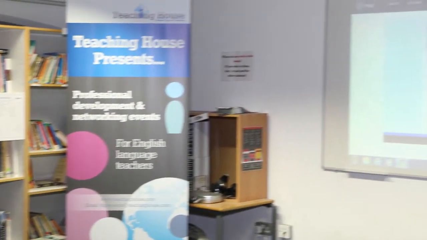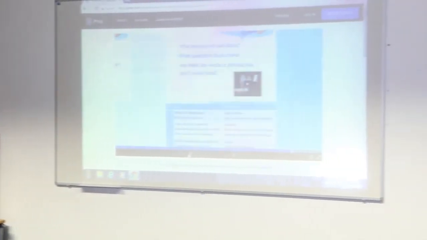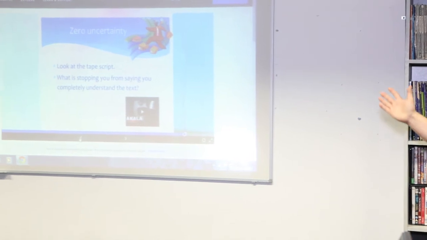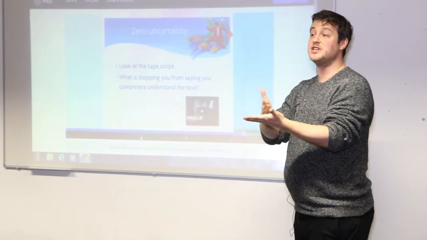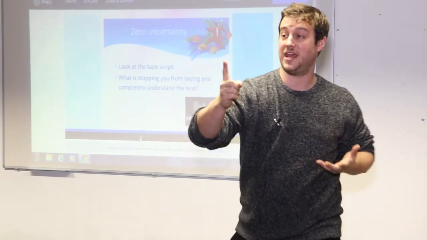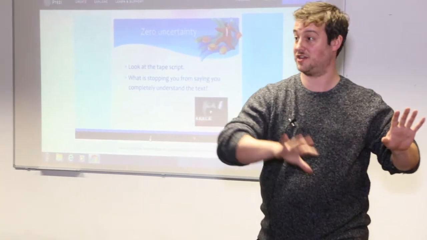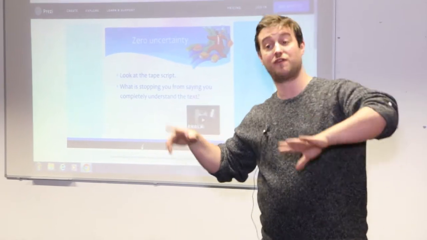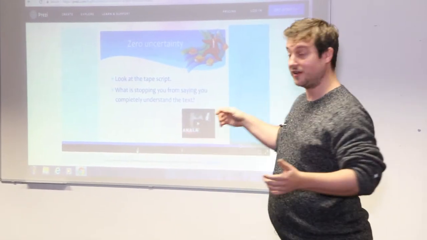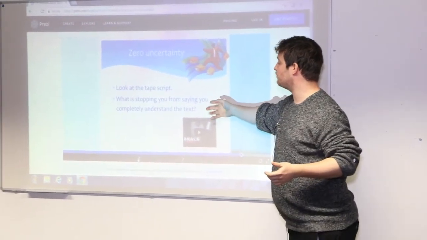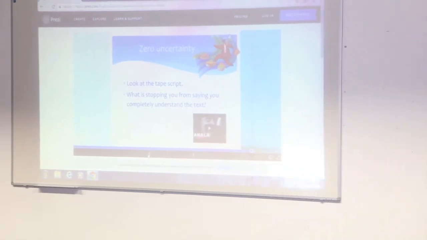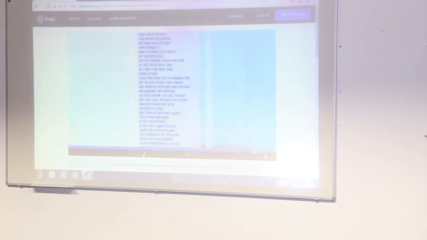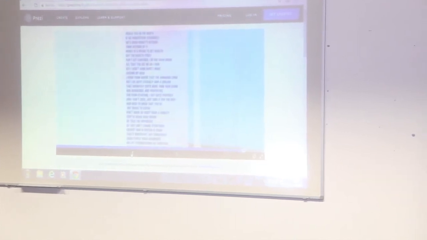Okay, and then, listen again, and my suggestion would be the tape script at this point. You can do this with a reading too, but you just have to say one minute, and then you turn over the text and do the pair check. And then turn over one minute if it's a reading. And then what's stopping you from saying you completely understand the text? More questions come out. Listen again, read the tape script again, and then here's the tape script.